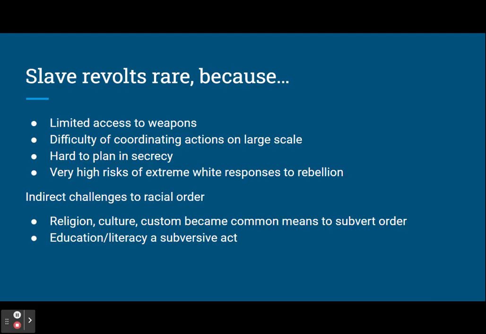So there were more indirect challenges to the racial order. And again, maintaining religion, culture, and custom became a way to subvert order. Education and literacy also became a subversive act. Learning how to read and write in private became a very subversive act.